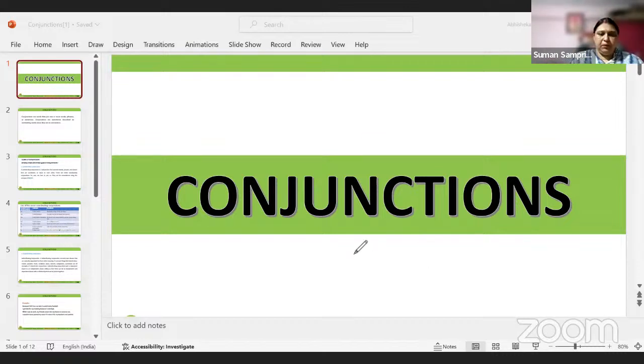So today we are going to study conjunctions. You all know about conjunctions. Previously, you have learned it in lower grades. So conjunction generally means the joining words, right? So we know very common joining words: and, or, but, right? All these are called conjunctions.